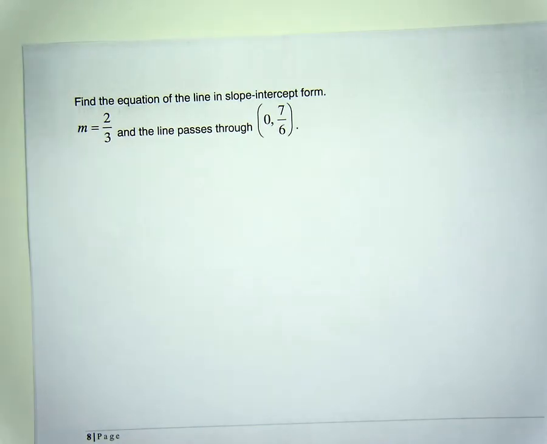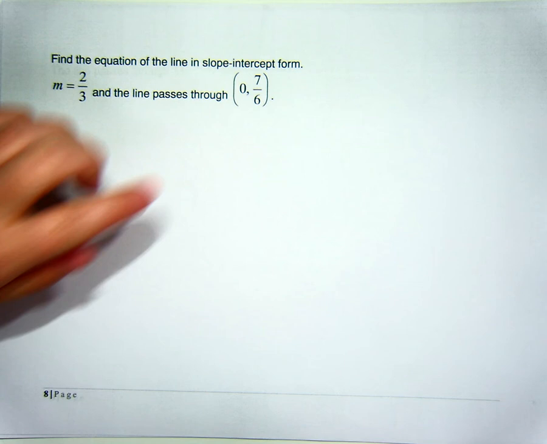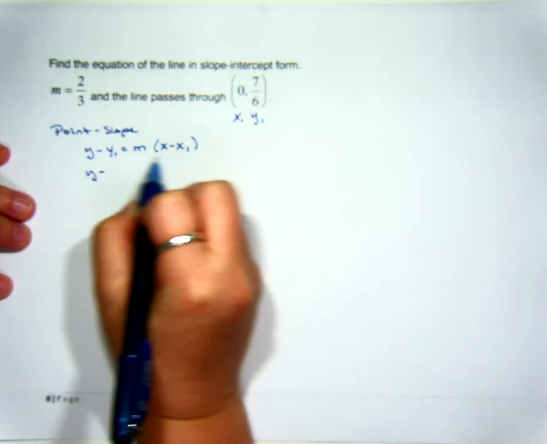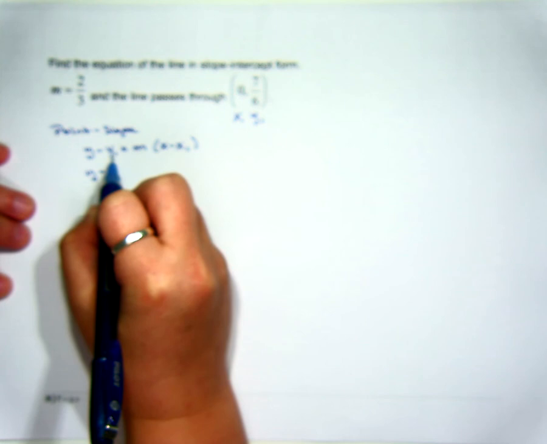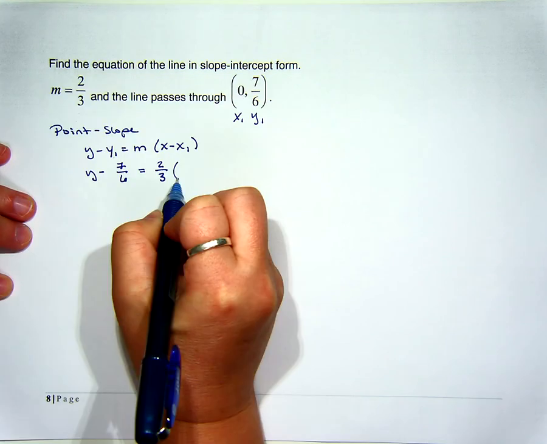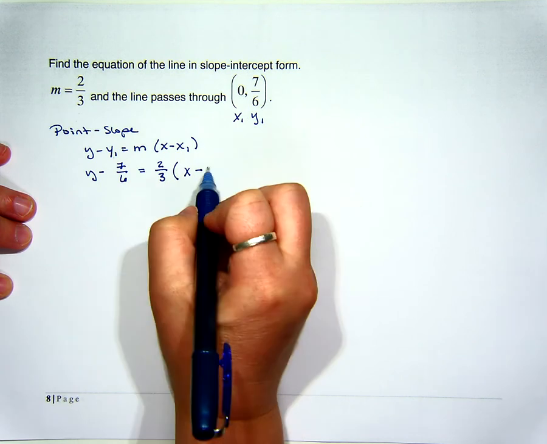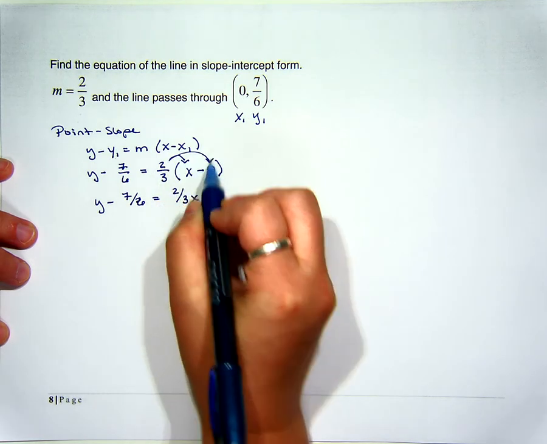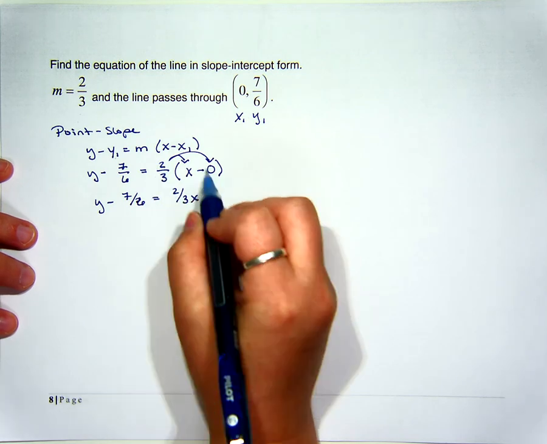So find the equation of the line in slope-intercept form if the slope is 2/3, m is 2/3, and the line passes through this point. Again, the first thing that you do anytime you are given a point is you label it. I have a point, I have a slope, so I should use point-slope. Y minus y1 equals m, x minus x1. Well, so that's going to be y minus, go find what your y1 is, 7/6 equals m, 2/3, x, bring your subtraction symbol down, x1, 0. Now we simplify the problem. Y minus 7/6 equals 2/3 x, 2/3 times 0 goes away.